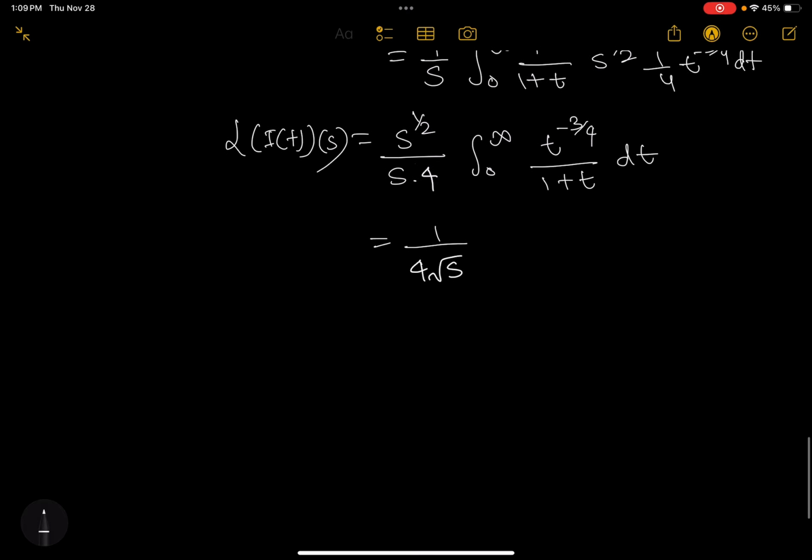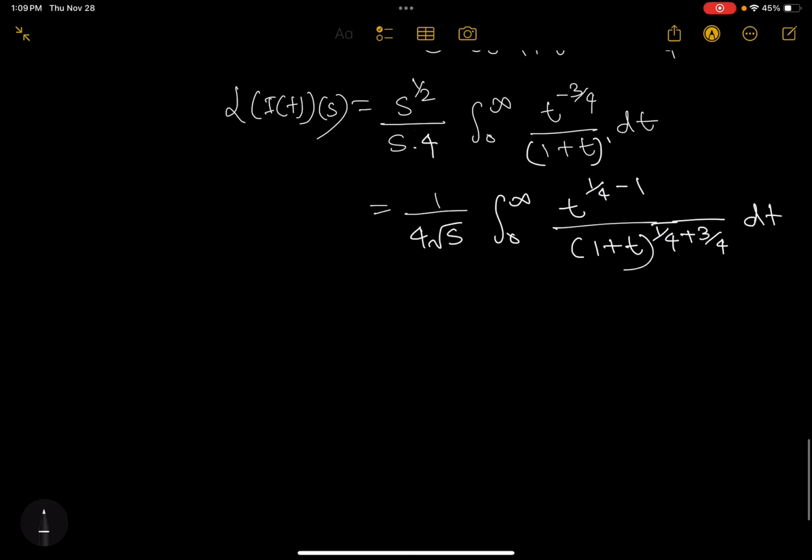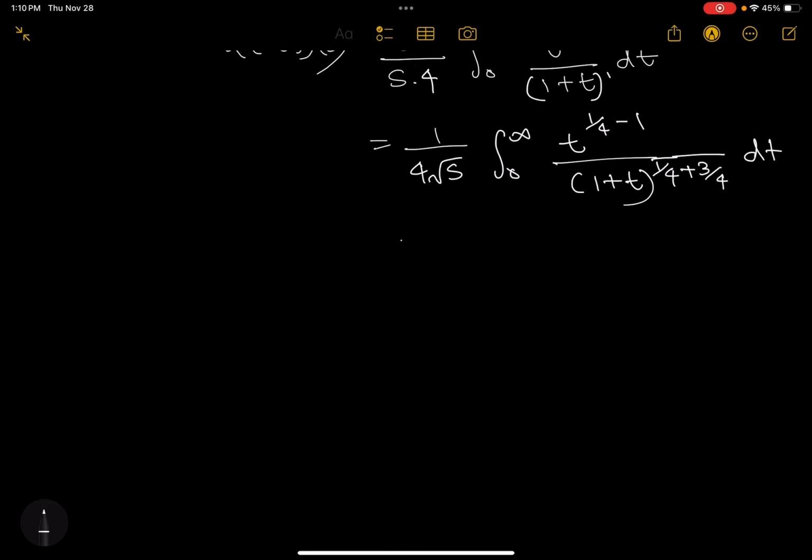Now I need to write that as x minus 1 over here, so 1 by 4 minus 1. I need to write it as x plus y, and x is 1 by 4 already. And I know that this power is initially just 1, so I need to write plus 3 by 4, right? Now I have the value of x as 1 by 4 and y as 3 by 4. So this will just be 1 by 4 root s times beta of 1 by 4 comma 3 by 4.